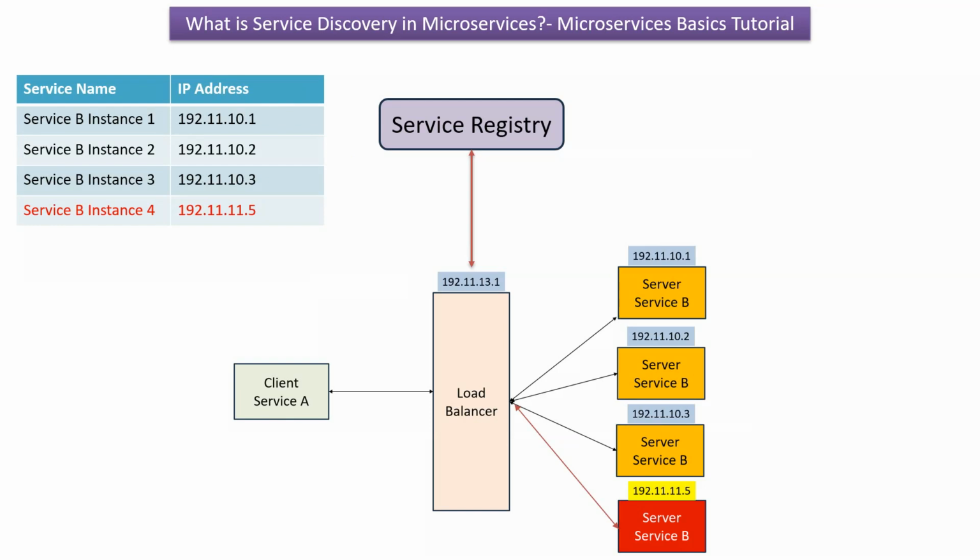Suppose the service registry component is down. In that case, the entire flow won't work. To avoid that, we have to make sure the service registry is highly available.